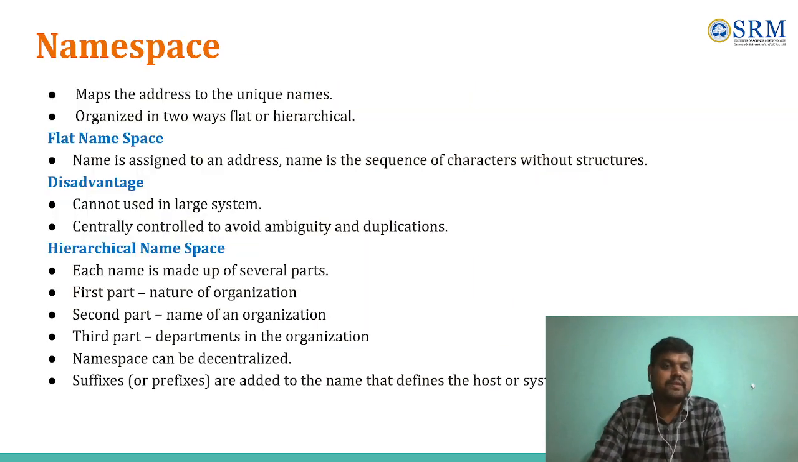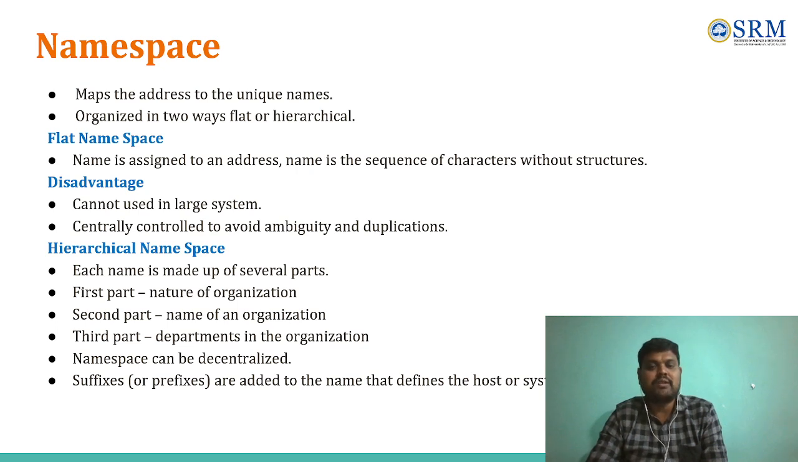The namespace is the range of unique names allotted to each and every device. It is organized in two ways: a flat namespace and a hierarchical namespace. In a flat namespace, a name is assigned to an address as a sequence of characters without any structure or spaces. It cannot be used in a large system, and it is centrally controlled to avoid ambiguity and duplication. So if the central controller goes down, the entire namespace will collapse.